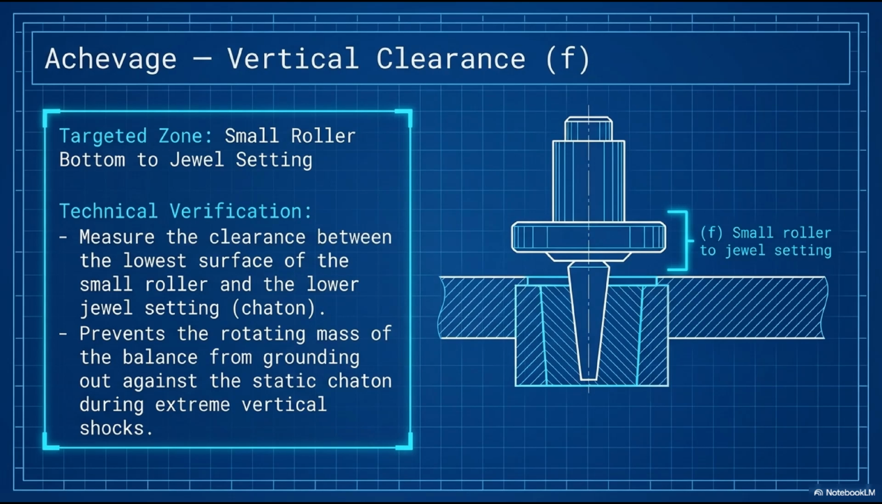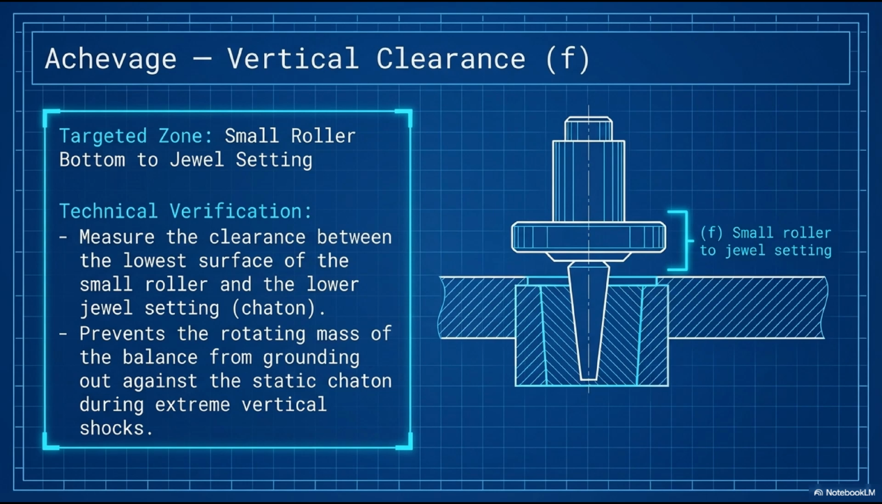Clearance F, small roller to jewel setting. Targeted zone, the clearance between the lowest surface of the small roller and the upper surface of the lower jewel setting, chaton inférieur, in the main plate. Technical verification, measure the gap between the bottom of the petit plateau and the top of the balance staff lower bearing. This clearance prevents the rotating mass of the balance from grounding against the static chaton during extreme vertical shocks.